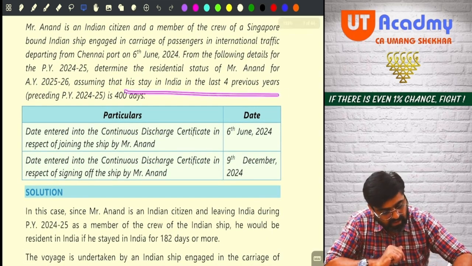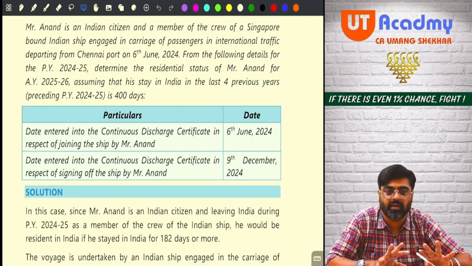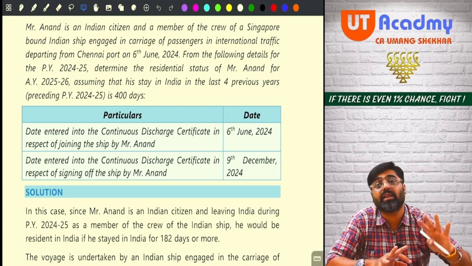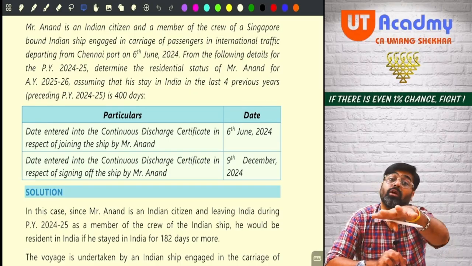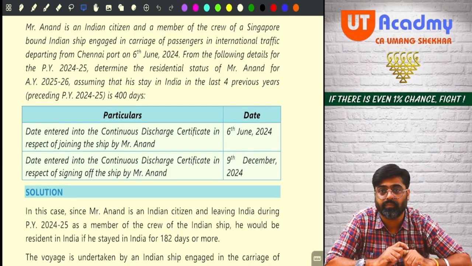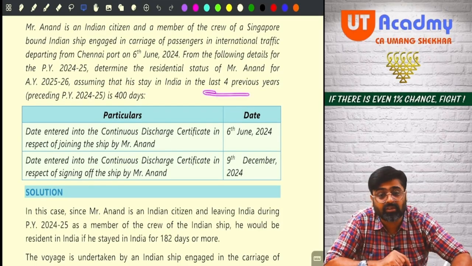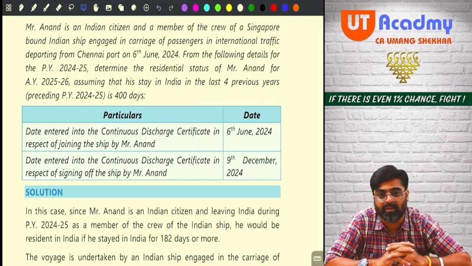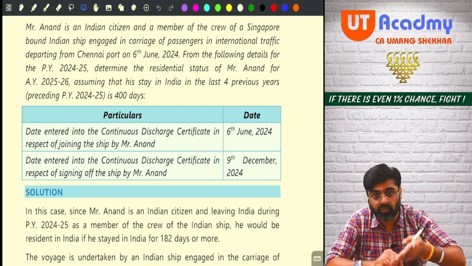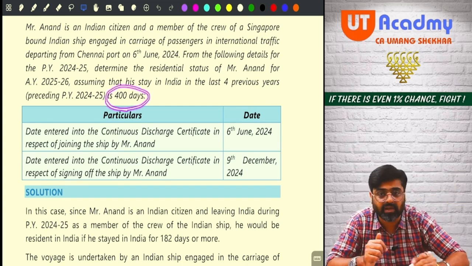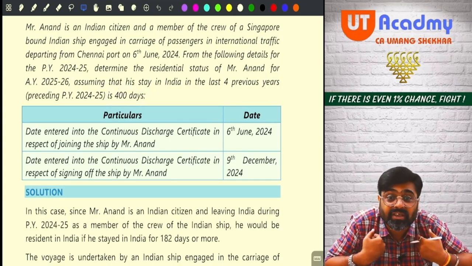Assuming that his stay in India in the last 4 years was 400 days. You are not supposed to calculate how many days of stay there were in the last 4 years. They have calculated and they are saying his stay in the last 4 years was 400 days in India. This information is of no use to me because it is used only if basic condition B is applicable: current year 60 days and last 4 years 365 days or more. Last 4 years 365 days or more, yes, it is 400 days, and current year 60 days or more. I don't have to check that condition.